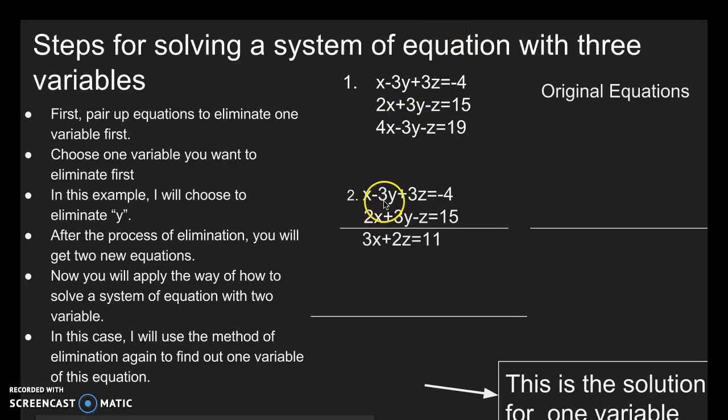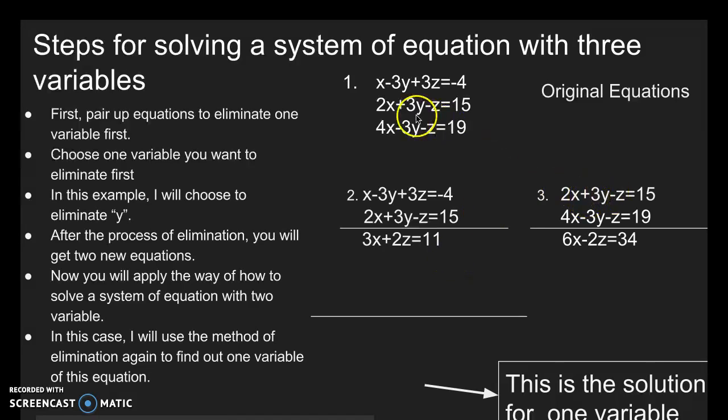So we set up our elimination process. x minus 3y plus 3z equals negative 4 on top right here. Then we put this equation on the bottom. I can do it either way; it's just my personal preference. So x plus 2x equals 3x. Negative 3y plus 3y equals nothing. Positive 3z minus z equals 2z. Now the equal sign, then negative 4 plus 15 equals 11. So we're done with the first one.